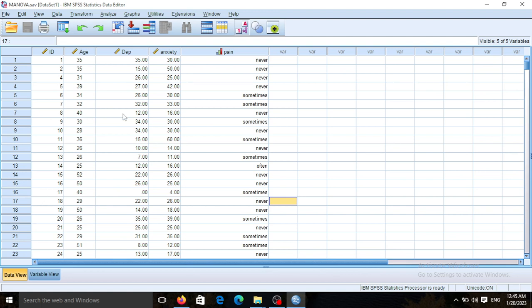There are several conditions before performing MANOVA. First of all, your quantitative features must have a normal distribution. Second, there must be significant correlation between your quantitative features, depression and anxiety scores, and finally you must have a homogeneity of variances before performing a test.